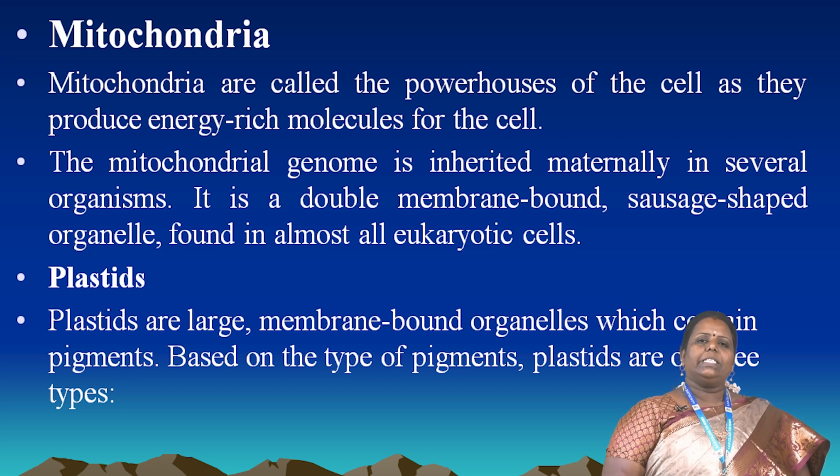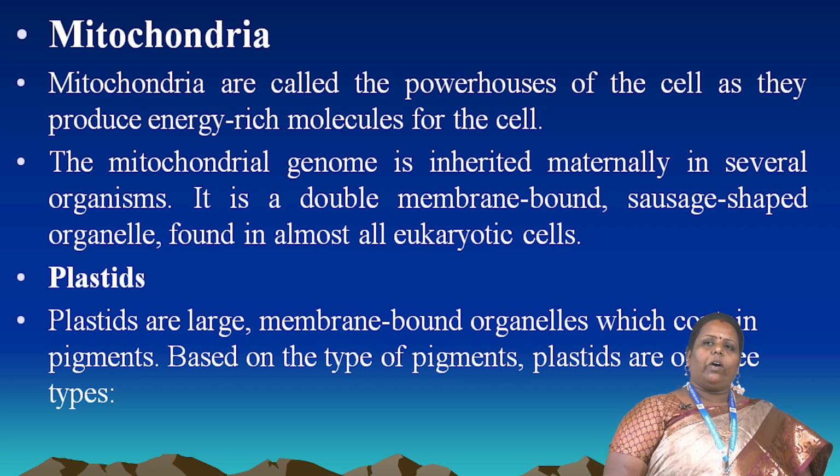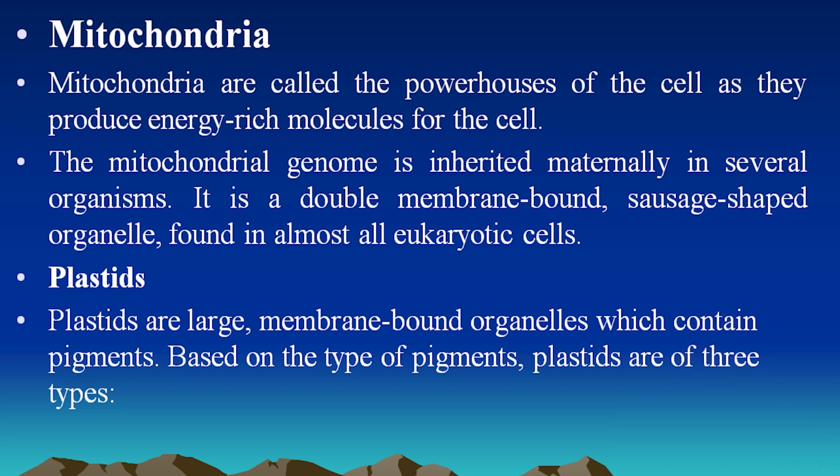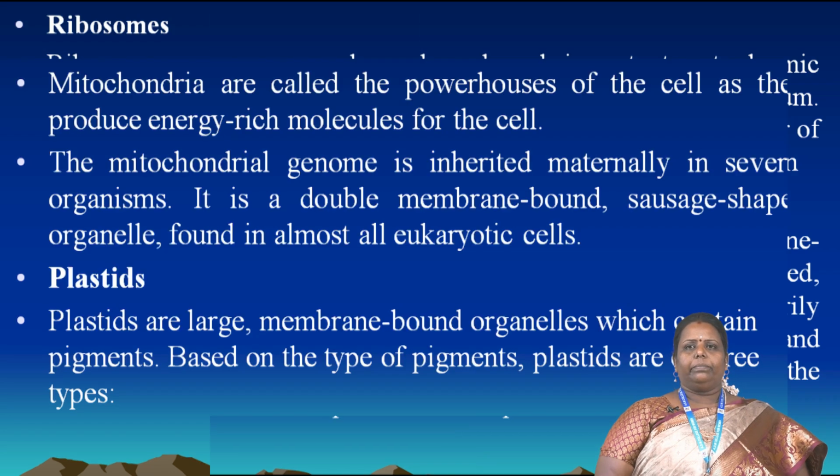Another important one is the plastid. Normally the plastid is a large membrane-bound organelle which contains pigments. The pigments are of different types, such as red pigment and blue pigment. Chlorophyll is one of the pigments, and it is a green pigment.